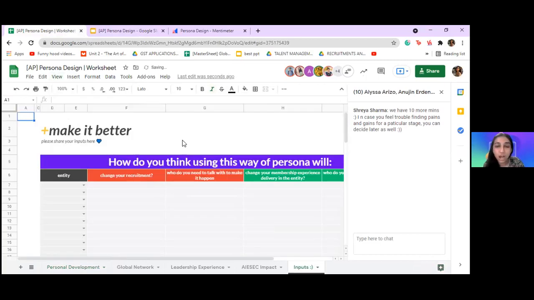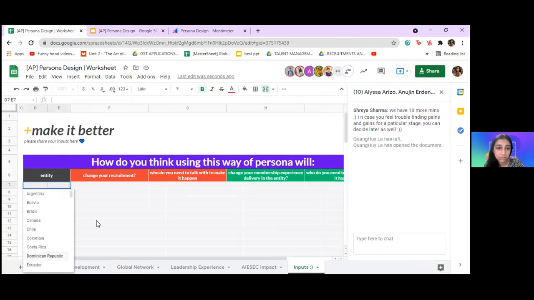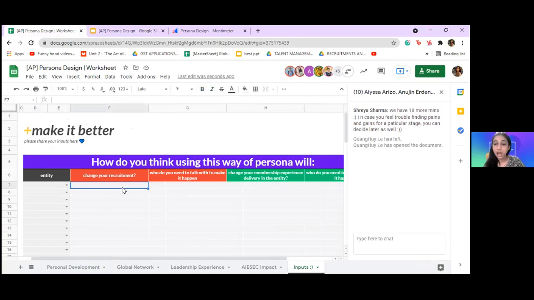Okay, so how we are going to make it better? I have put your entities here. You can select your entity. So just think upon how do you think that using this way of persona, or having a persona defined or designed persona, is going to change your recruitment? And how is it going to change the membership experience in your entity?